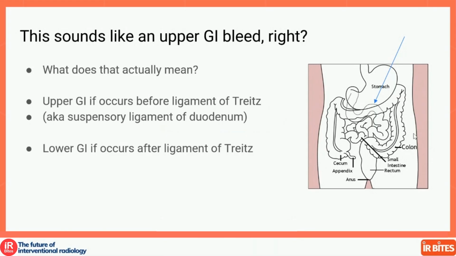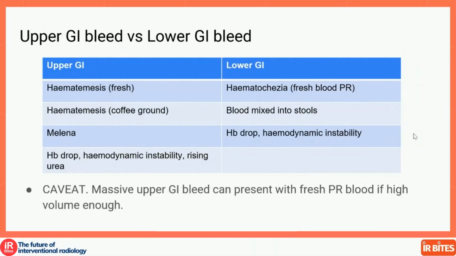So the lower GI bleed actually encompasses a lot more volume of the GI tract than our upper GI bleed does. Let's compare the two. So we've talked about some of the features of upper GI bleed already. So you can have fresh hematemesis, coffee ground vomit, which is partly digested blood that's been brought back up, and melena, which is also partially digested blood but is being passed per rectum. Patients can also have a hemoglobin drop, hemodynamic instability, and their urea can rise. That's actually another product of digesting the blood. That's what makes the urea rise.